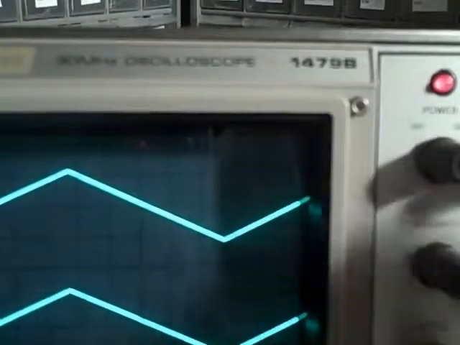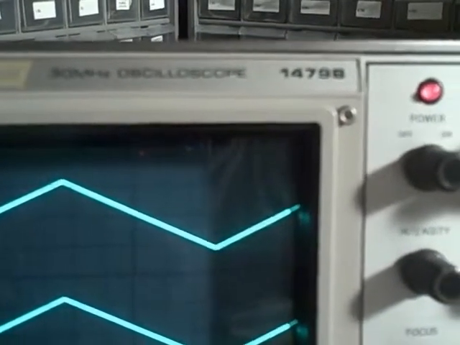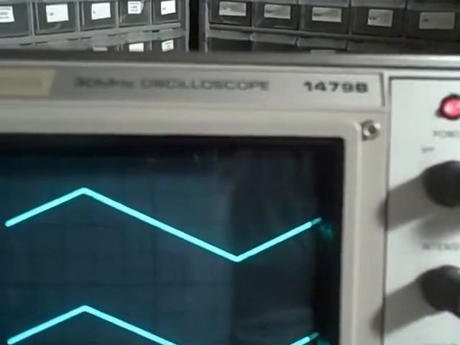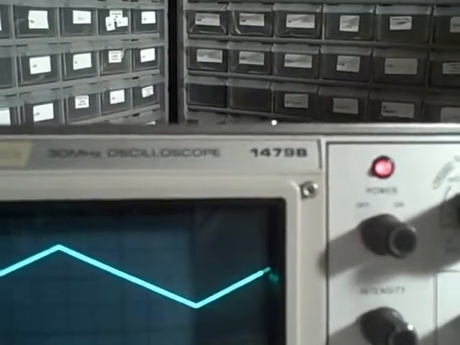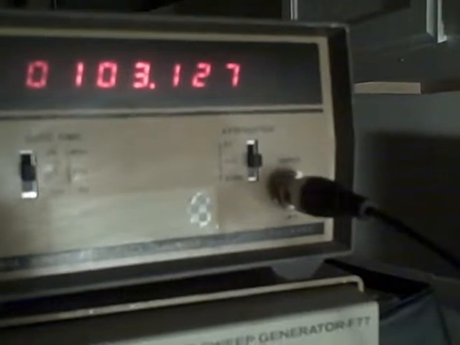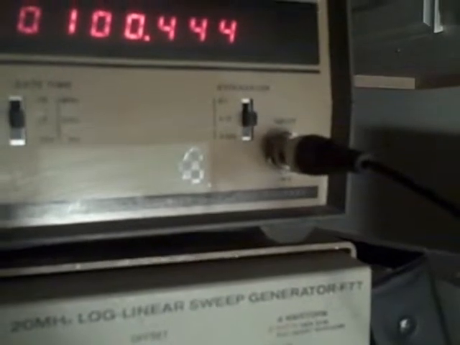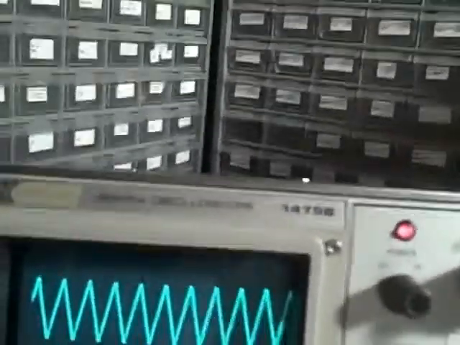If I go to 10 microseconds per division, then I'm not sure if I was saying microseconds earlier, but it's microseconds per division at this point, and we are running 1 full cycle in 10 microseconds at 10 kilohertz. And I can kick this thing up again another decade. Right there. So we are now running 100 kilohertz.